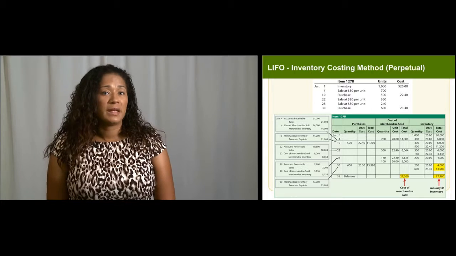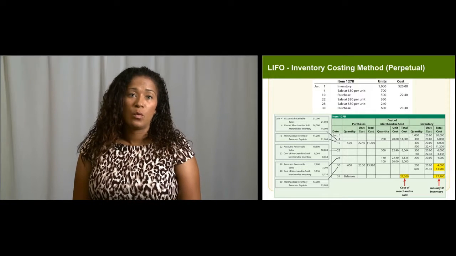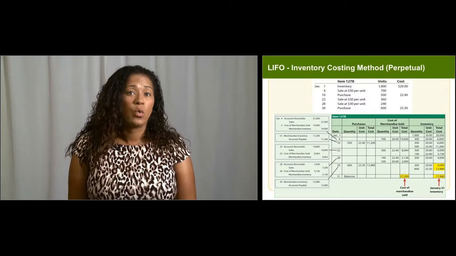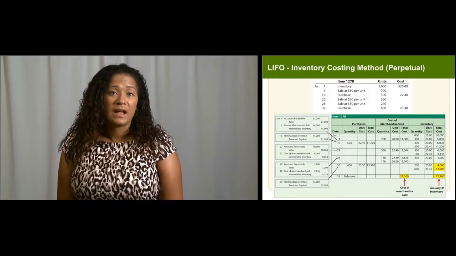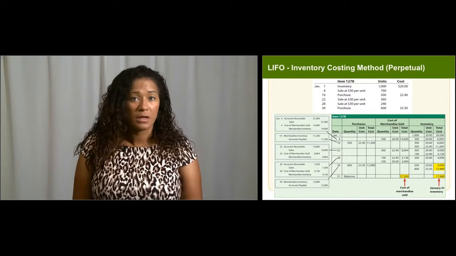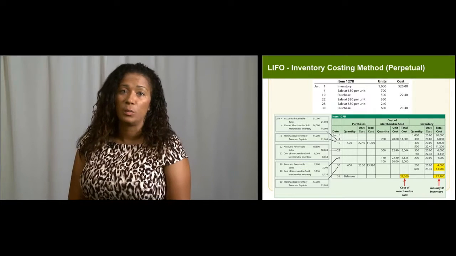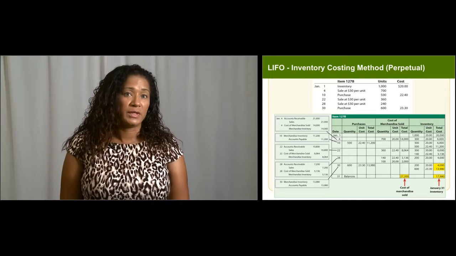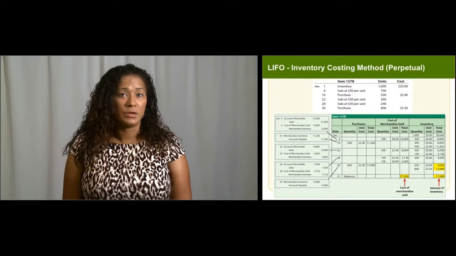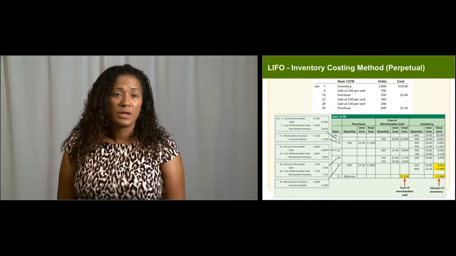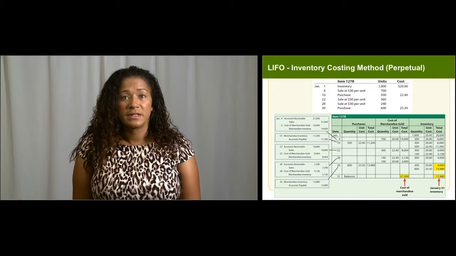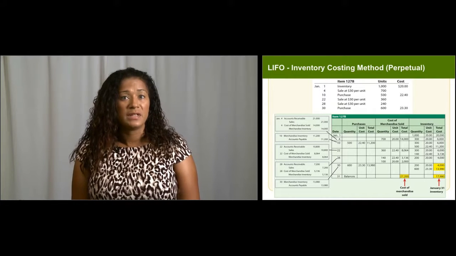Calculate the number of units remaining by subtracting 700 from 1,000, which is 300 units. Enter the 300 units in the quantity column and the $20 in the unit cost column of the inventory section. The $20 unit cost is used because that is the unit cost of the opening balance of the 1,000 units. The last step is to calculate the total cost of the remaining units by simply multiplying 300 by $20, which should be $6,000. Enter $6,000 in the total cost column of the inventory section.